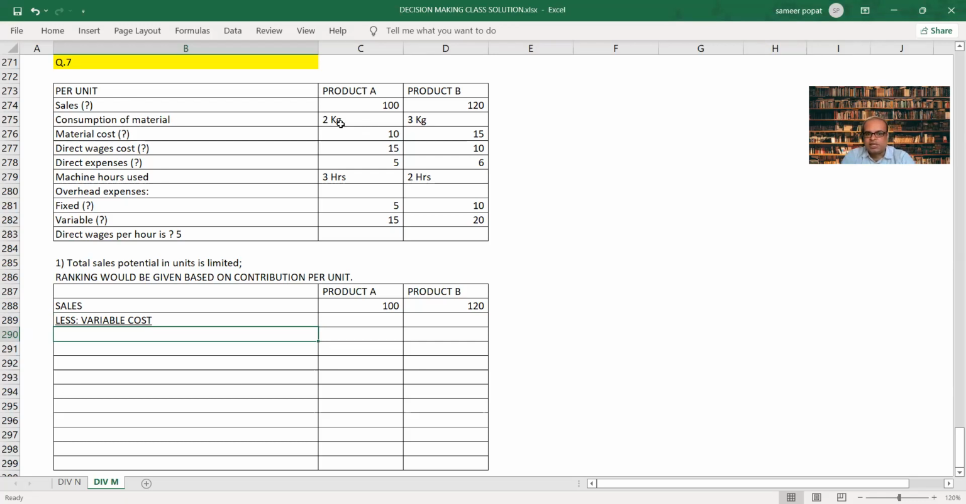Consumption of material is in kg. That is not the cost, that is the quantity. Material cost is given here, 10 and 15. This question mark is the rupee sign. I am unable to change that, so just consider it to be the rupee sign. So material cost in rupees is given as 10 and 15.